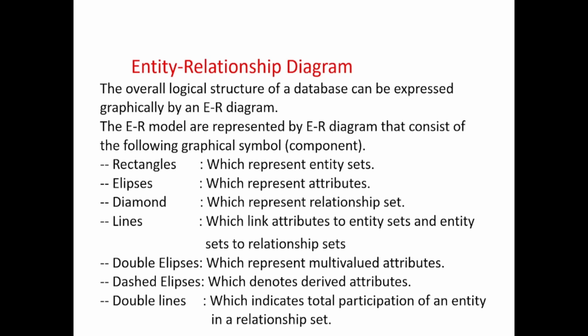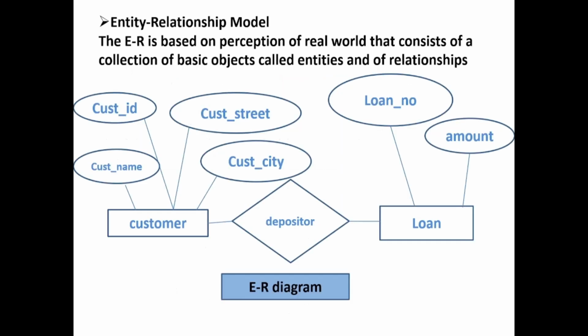Next, we have a double ellipse which represents the multi-valued attributes. Whenever we discuss the types of attributes, one of the attributes we have to use is the multi-valued attribute. The dashed ellipse, an ellipse in the form of a dash, is denoted in terms of the derived attributes, and the double line indicates the total participation of an entity in a relationship set.